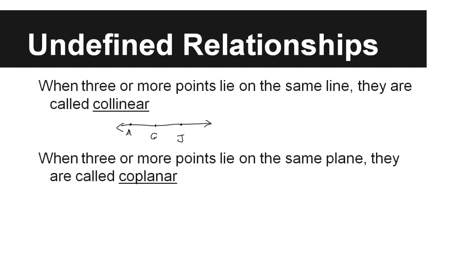And in similar fashion, when there are three or more points on the same plane, they're considered coplanar. So I'm going to put P, R, S, and I'll put a Q out there. So all four of those are considered coplanar points. Co meaning with, just like collinear, coplanar.